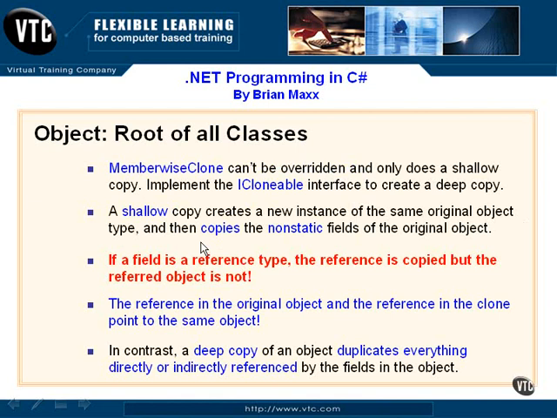In contrast, I mentioned a deep copy. Now, a deep copy is when you duplicate everything directly, or indirectly when it's referenced, but it's copied. Everything is copied directly or indirectly. And this is dealing with the fields in the object. So just to say it again, a deep copy of an object duplicates everything directly or indirectly referenced by the fields in the object. So it's a deep copy.